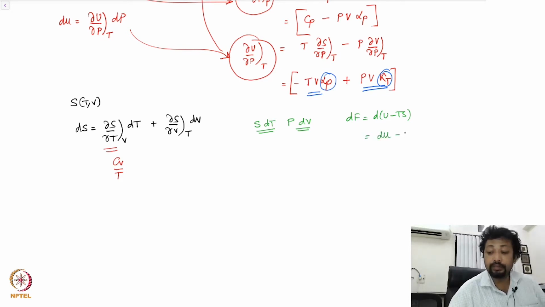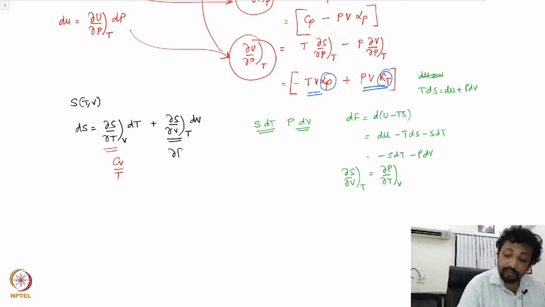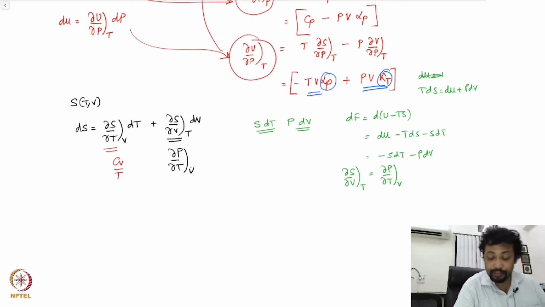du minus dds minus s dt, which is minus s dt, and du minus dds is essentially minus p dv, because your first law is du plus dv. Mu dn is 0, therefore we don't worry about it, and therefore it follows that del S del V at constant temperature is del P del T at constant volume. Very nice. So now I have del P del T volume constant.